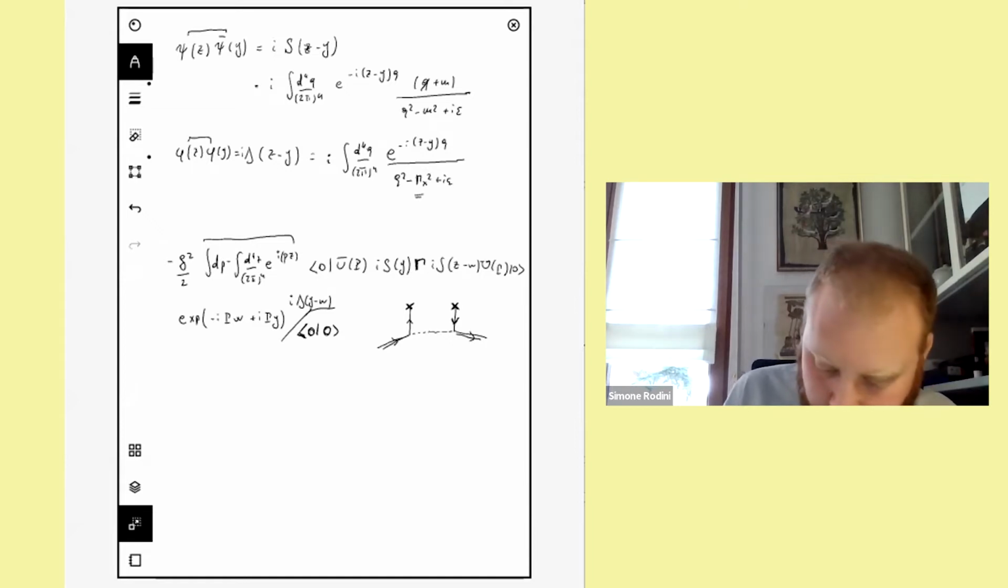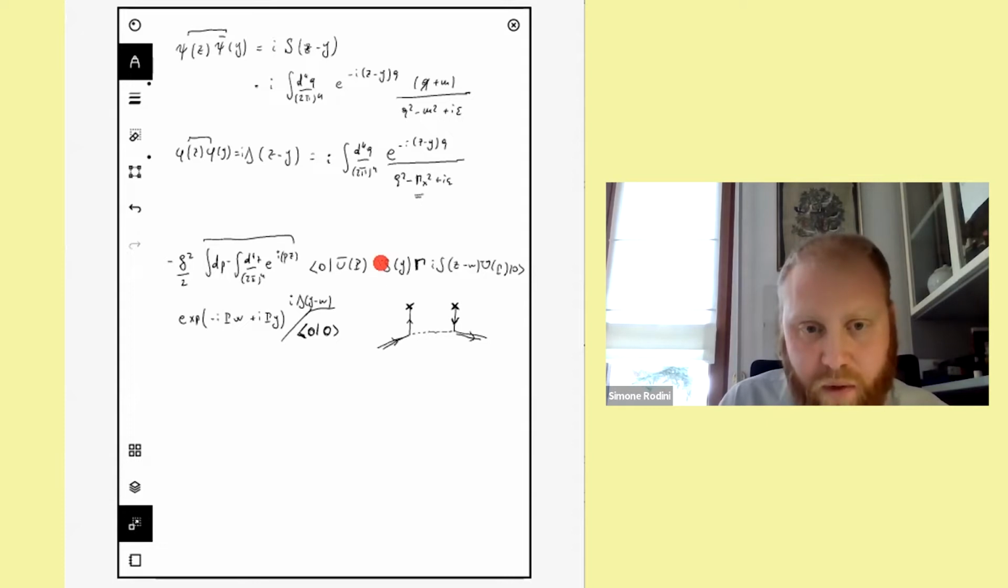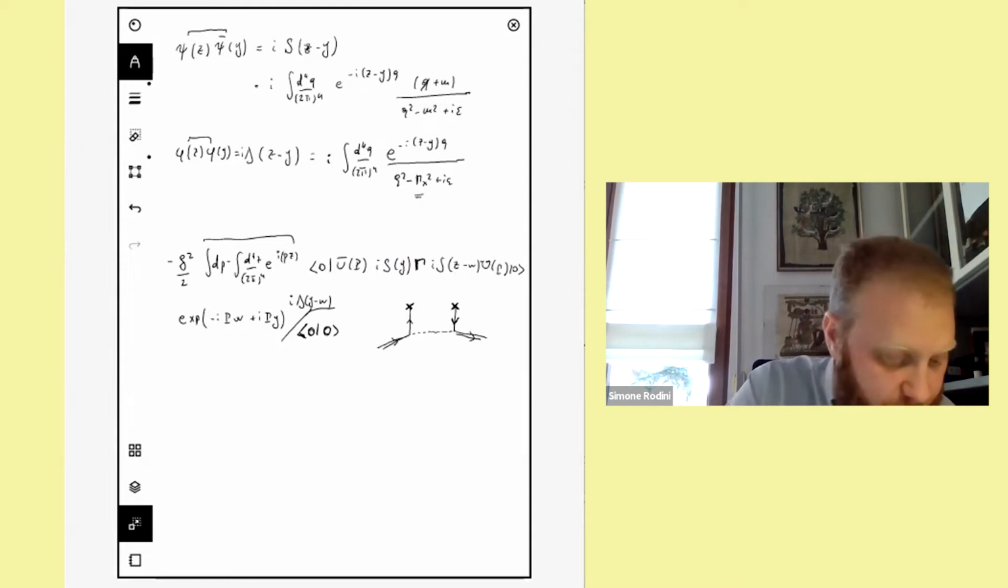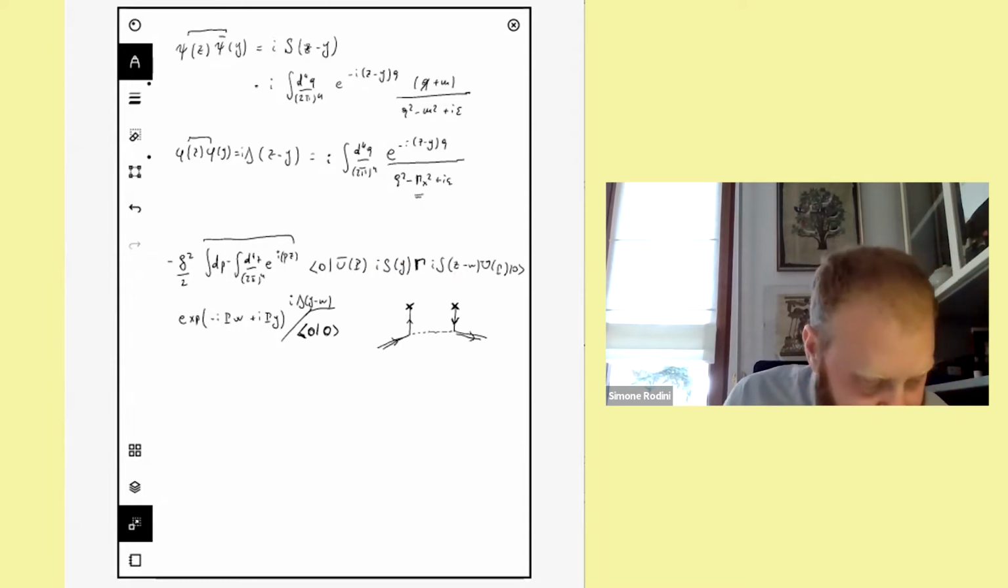So what we can do now is plug in the momentum representation for these propagators and just have a beautiful chain of stuff. You can do that by, okay, this is i.